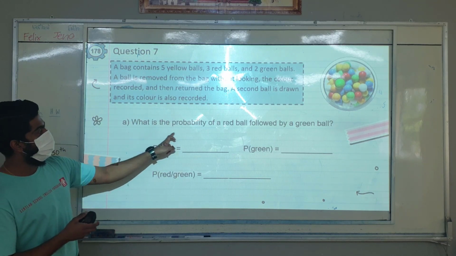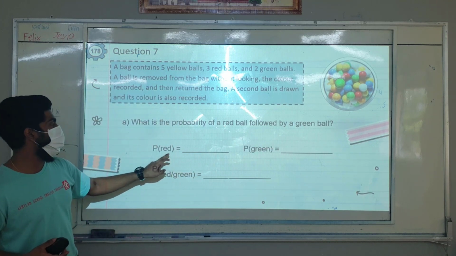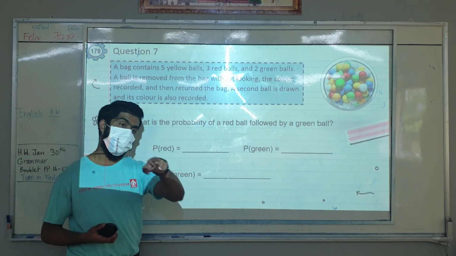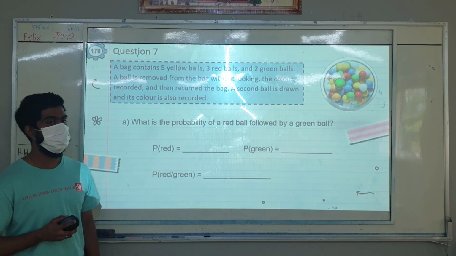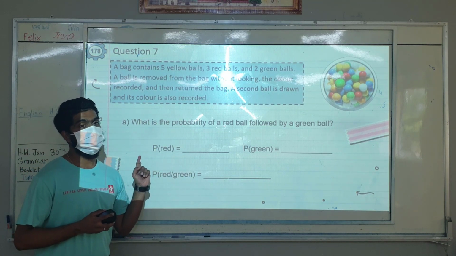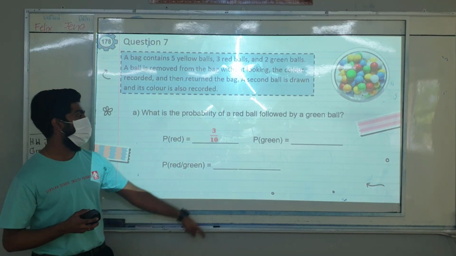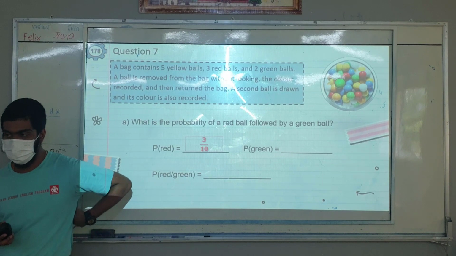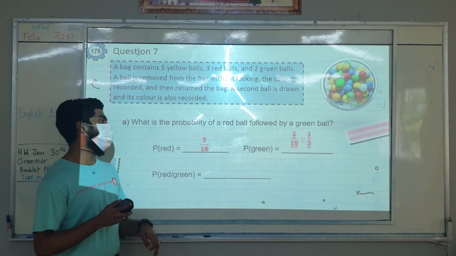Alright? What is the probability of a red ball followed by a green ball? Now, what is the probability that we choose a red ball? Red ball, 3 over 10. Very good. What is the probability of a green ball? 2 over 10. When we cut, what do we have? 1 over 5. Very good.